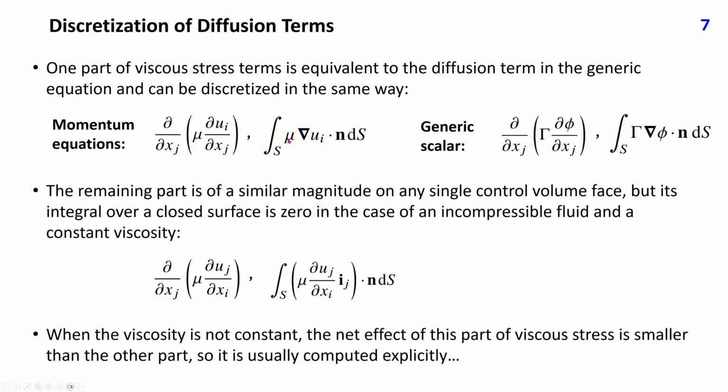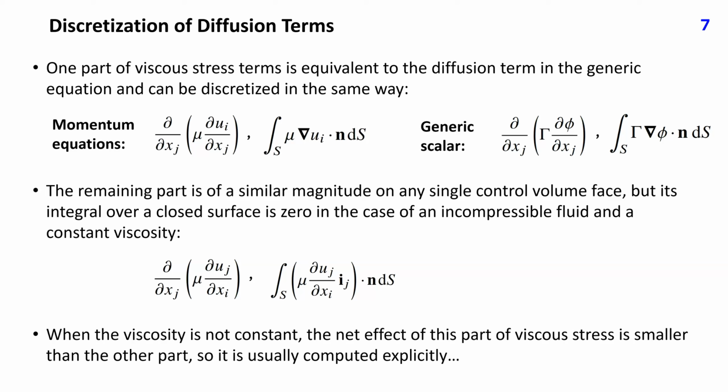The remaining part is, in finite volume methods, of a similar magnitude on any single control volume face. However, its integral over a closed control volume surface is identically zero in the case of incompressible fluid and a constant viscosity. Analogously, in the differential form of equations, we can take the viscosity out of the derivative and then reverse the order of differentiation, which leaves the continuity equation, that is, the divergence of the velocity vector, inside brackets, which is under those conditions equal to zero.